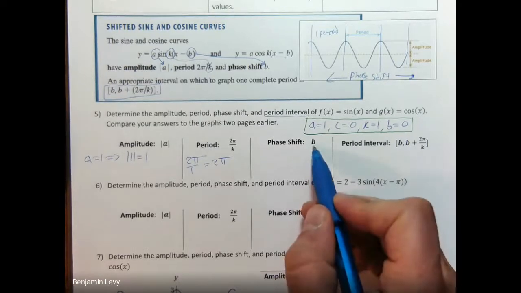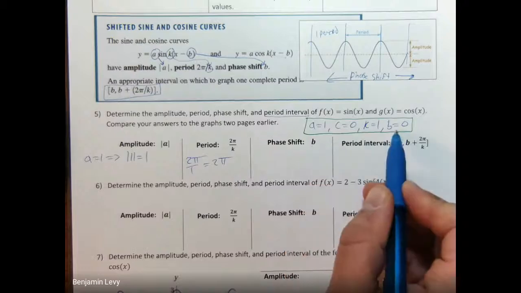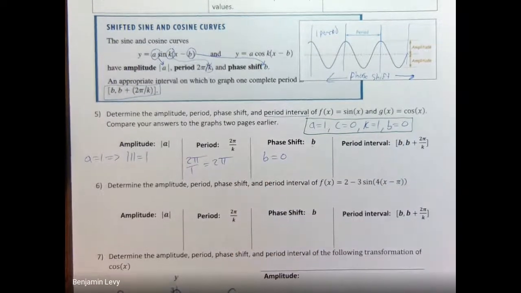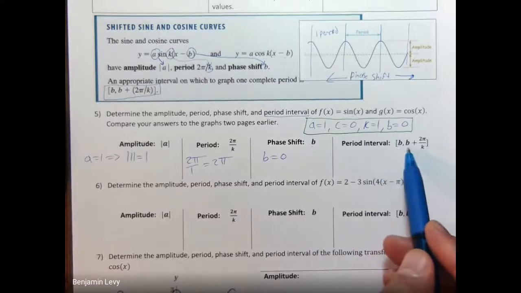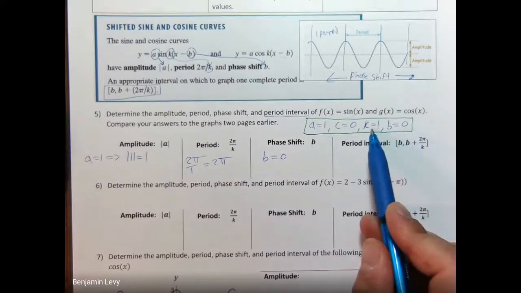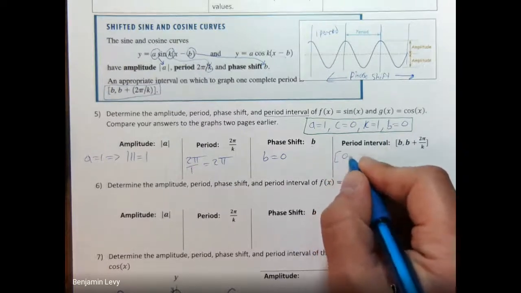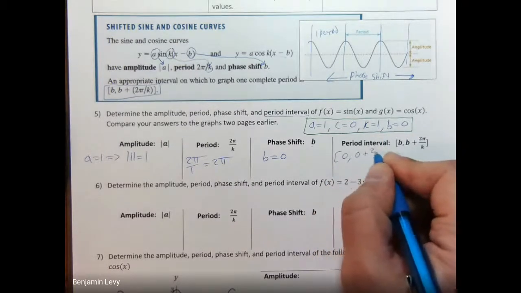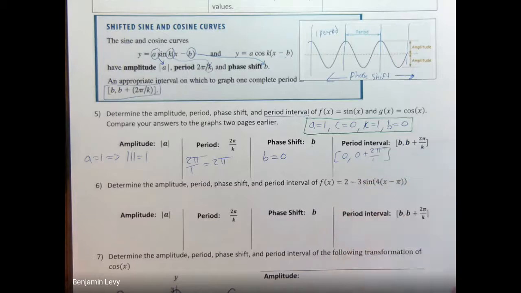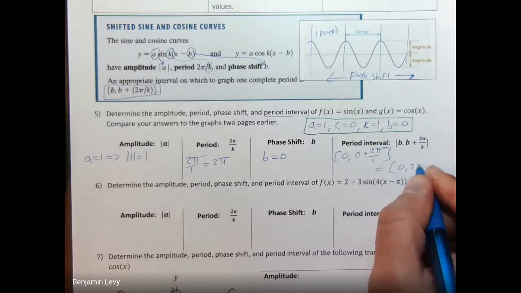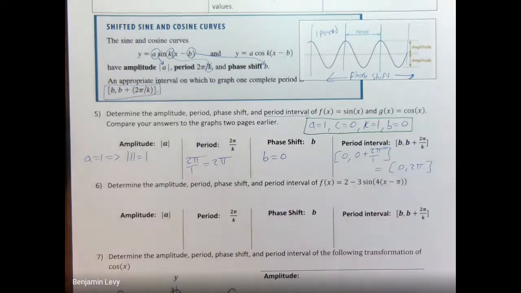The phase shift is 0. The phase shift is B, and B is 0, and so the phase shift is 0 in this case. And then the interval of the period involves both B and K, and so we plug B and K into those two spots, and so that would be 0 to 0 plus 2 pi over 1. And when we simplify that, that's just 0 to 2 pi. And we already knew that the general sine and cosine had that interval as well.